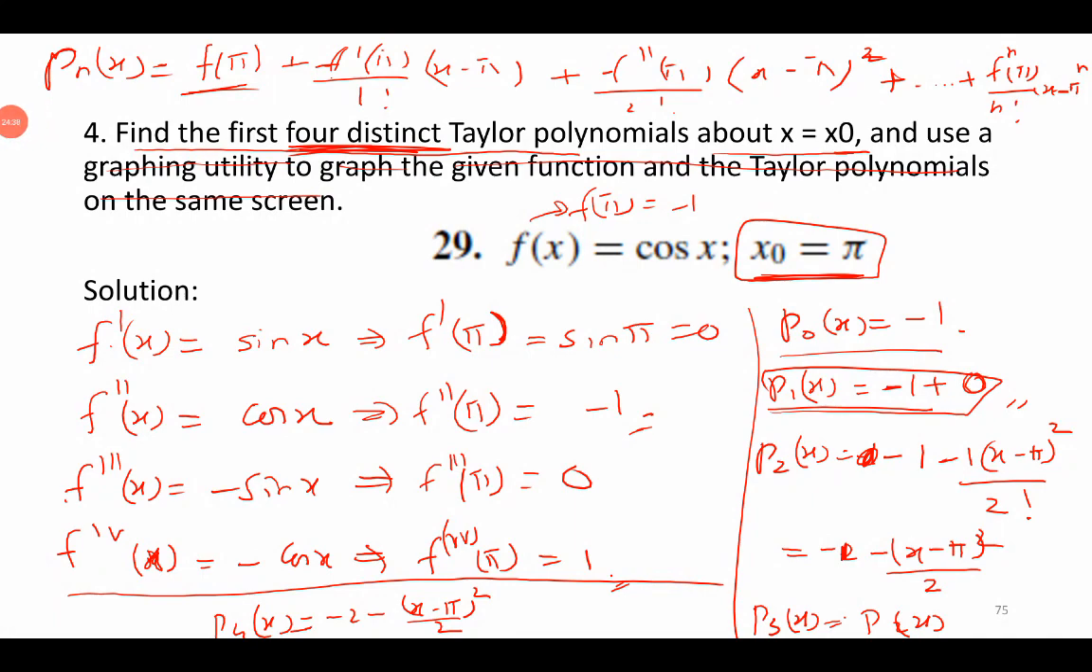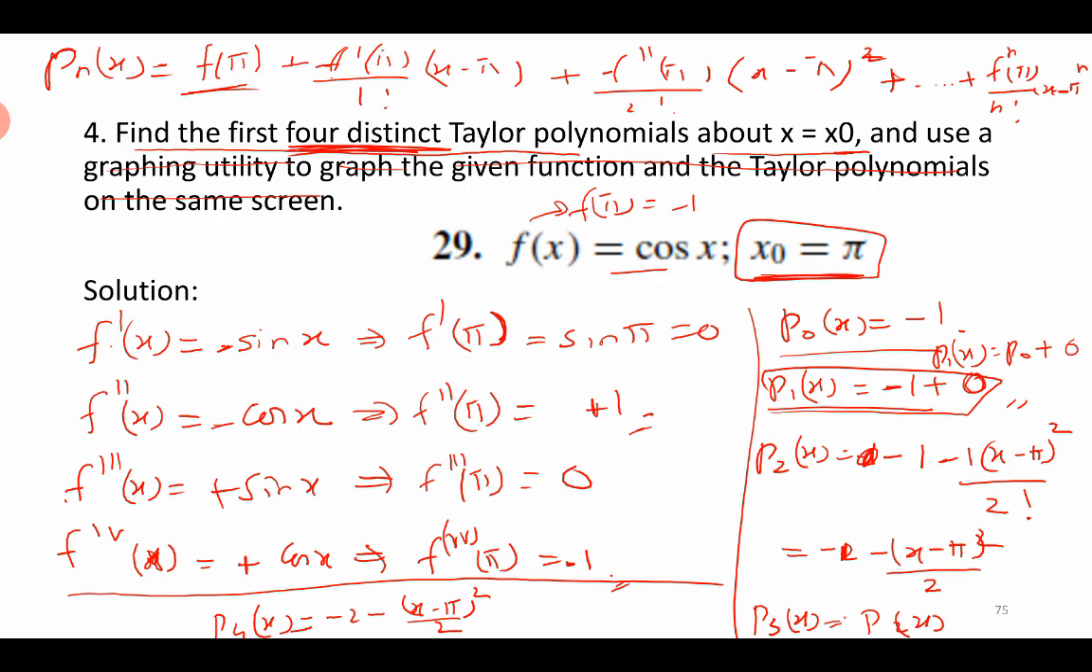Actually I was looking for the mistake I have committed here. The derivative of cosine is negative sine. I had forgotten this negative here, and that led to the mistake. Therefore this is 0, this will be negative cosine x, this will be +1, this will be 0 and this will be negative 1 here. Therefore, p0 is negative 1. p1 of x is p0 plus the second term, which is 0. So p1 is negative 1 again.